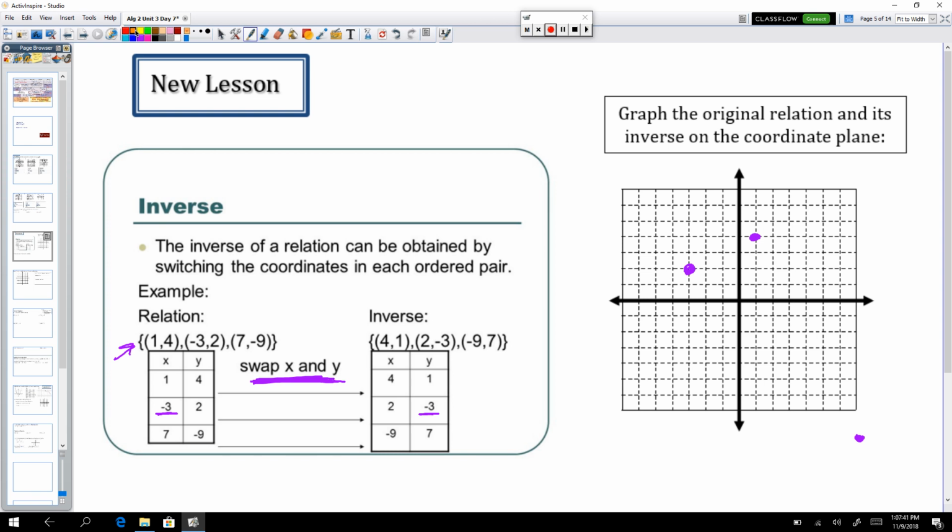And then if we were to do the inverse of that relation, we would swap x and y, and we would graph 4, 1, 2, -3, and -9, 7. So the orange is the inverse, the purple is the original relation. So swapping x and y, that's what an inverse is.